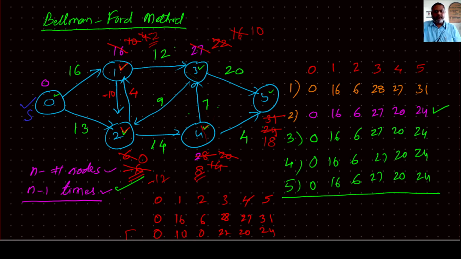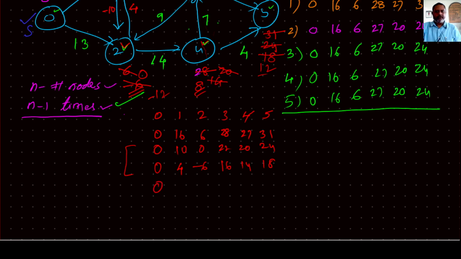Therefore, 8 will get the next chance. 8 plus 7 is 15. So nothing to update. 8 plus 4 is 12. Yes, definitely it's updated. So then we get chance for 10. So 10 plus 9 is 19, but it's already minus 12. 10 plus 20 is 30, but it's already 12. So no changes possible.